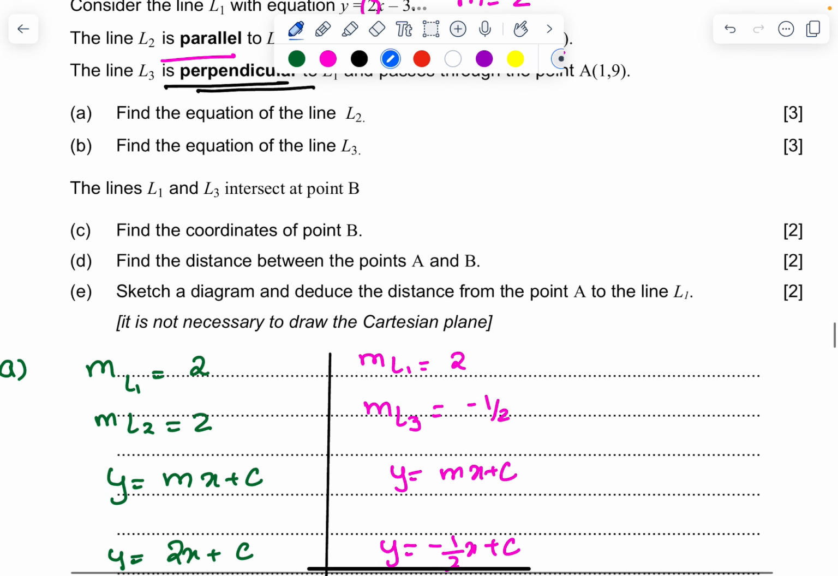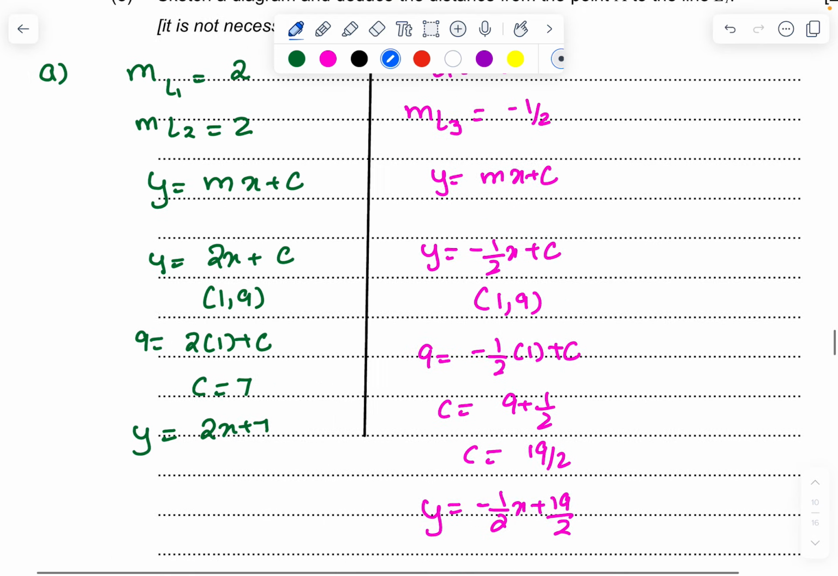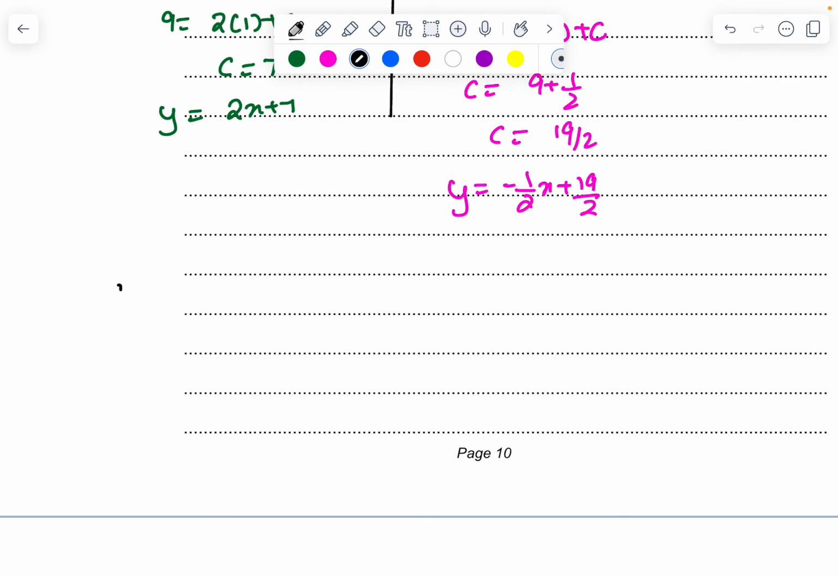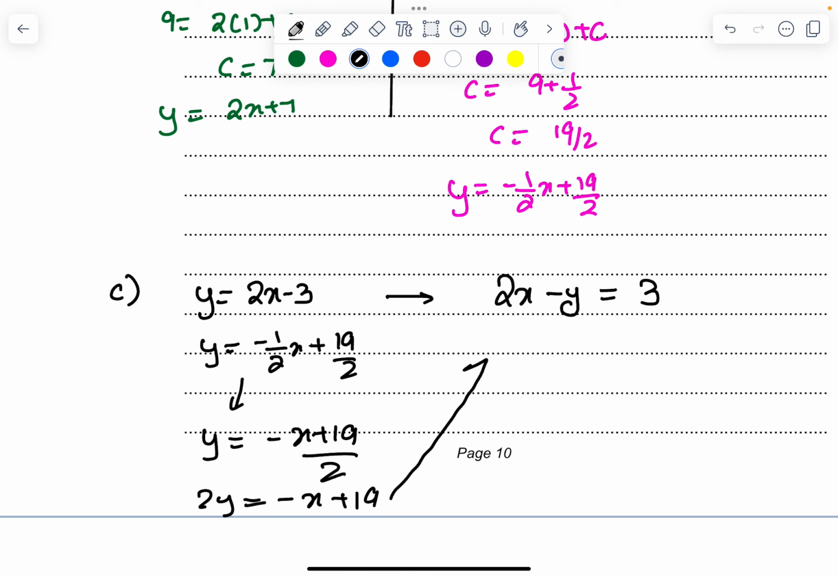Then L1 and L3 intersect at a point B. Find the coordinates of point B. So we have the equations for part C. y equals 2x minus 3 and y equals negative half x plus 19 upon 2. So this equation becomes 2x minus y equals 3 and this equation will become 2y equals negative x plus 19. So it becomes x plus 2y equals 19.